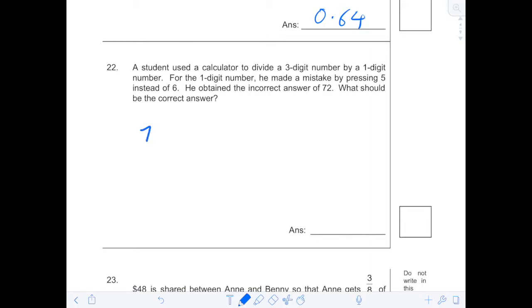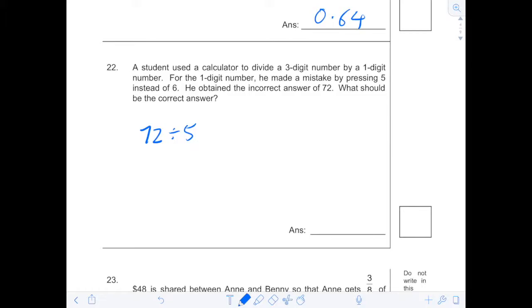If he obtained the incorrect answer of 72, it would mean that for him to actually get 72, he pressed 5 instead of 6. So we want to find what's the original number before he pressed this. You should divide it by 5.